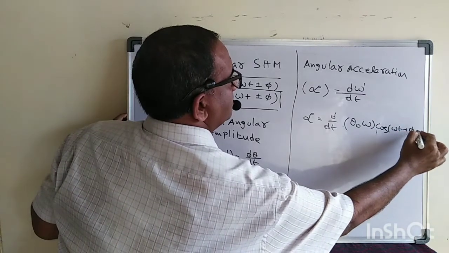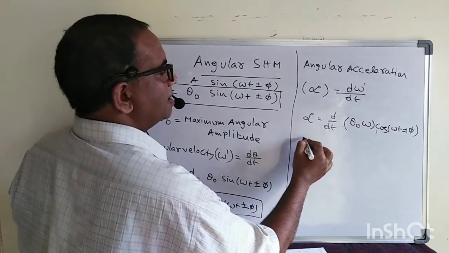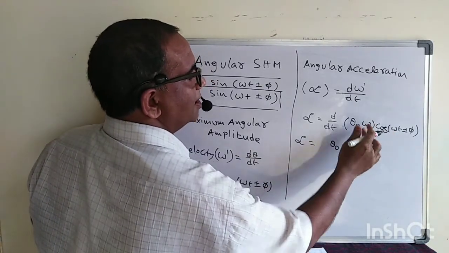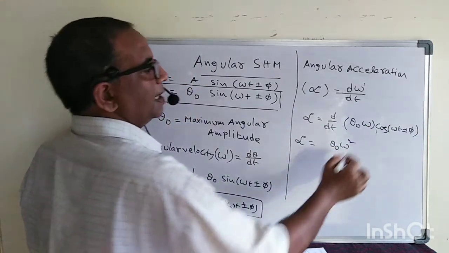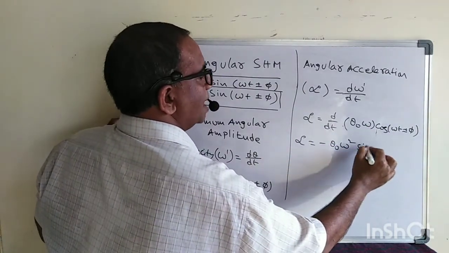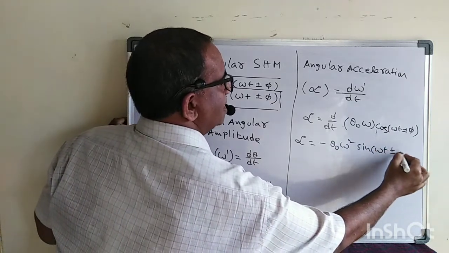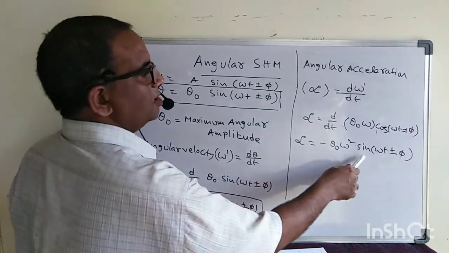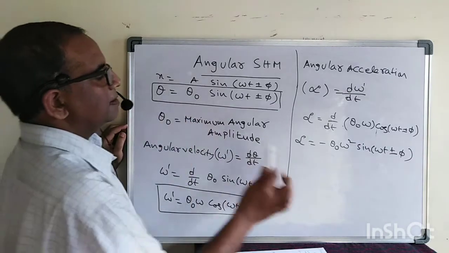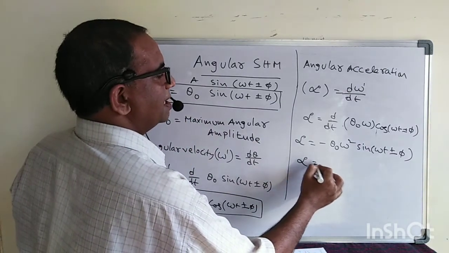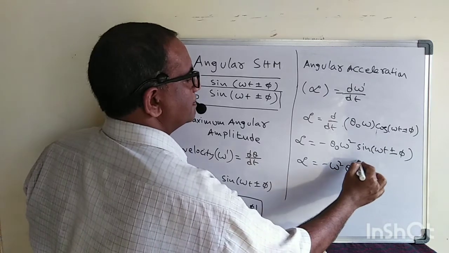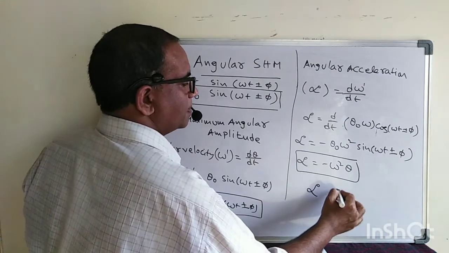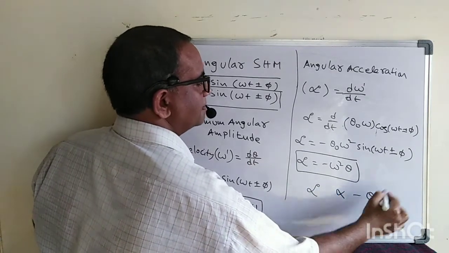Therefore, what is the derivative here? The derivative of omega t is omega, and omega is already there, so we get theta naught omega square, and the derivative of cos is minus sine omega t plus or minus pi. That is alpha here. But observe that theta naught sine omega t plus or minus pi is equal to theta. Therefore, alpha can be written as minus omega square into theta. Very important one. Therefore, alpha is directly proportional to minus theta.